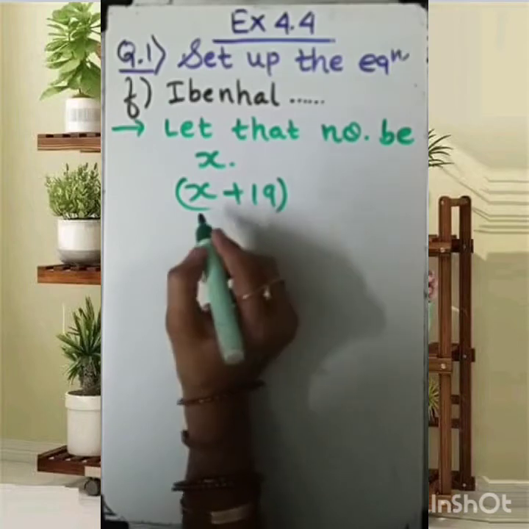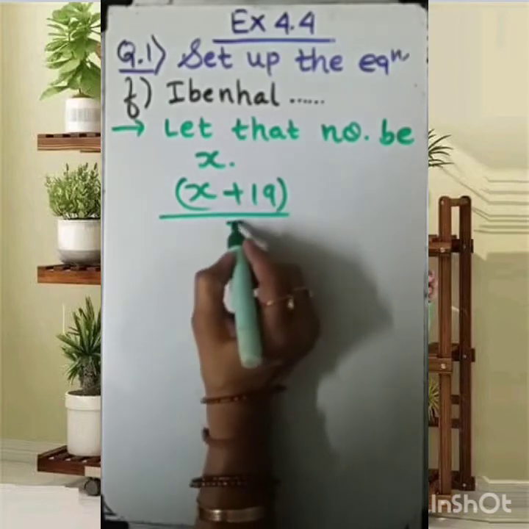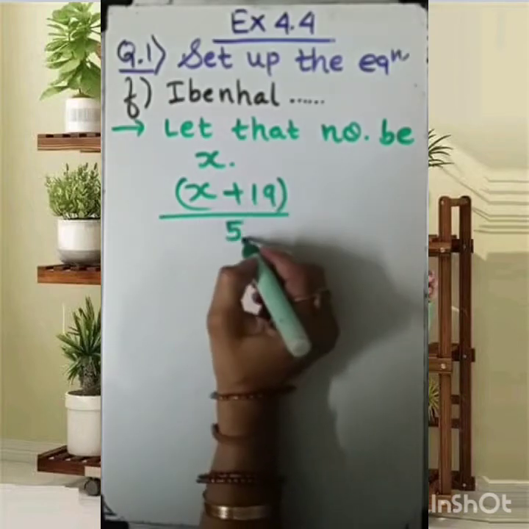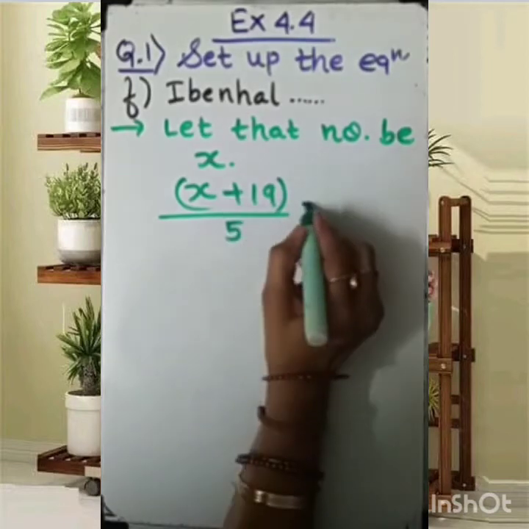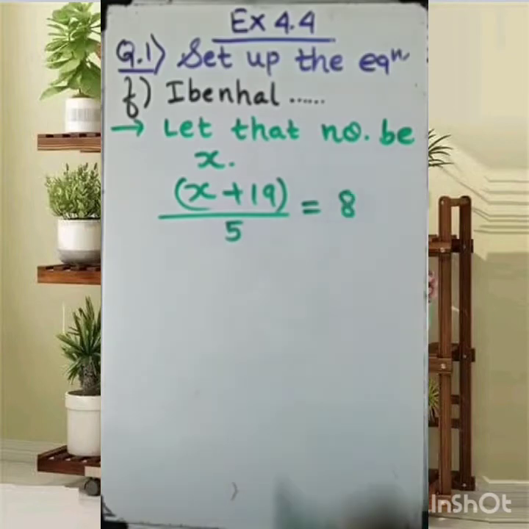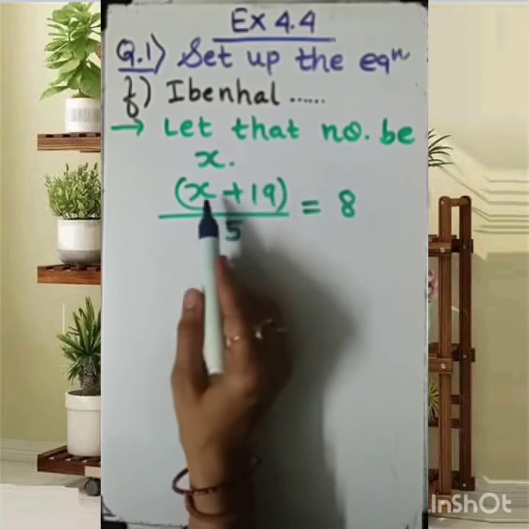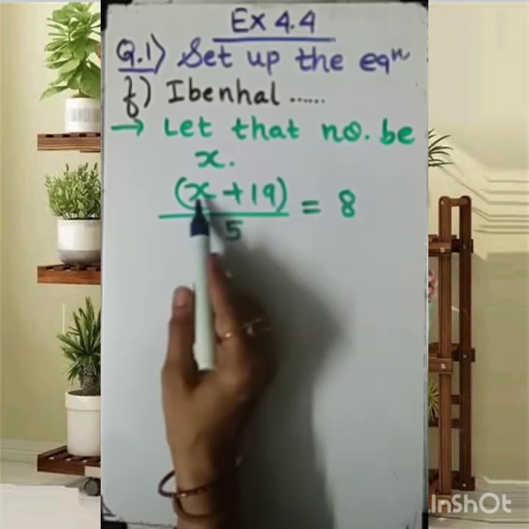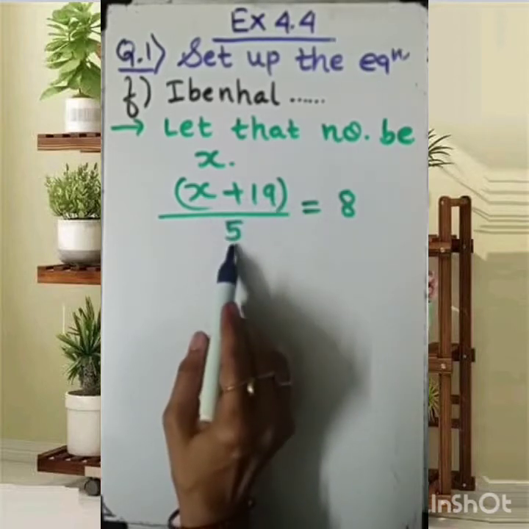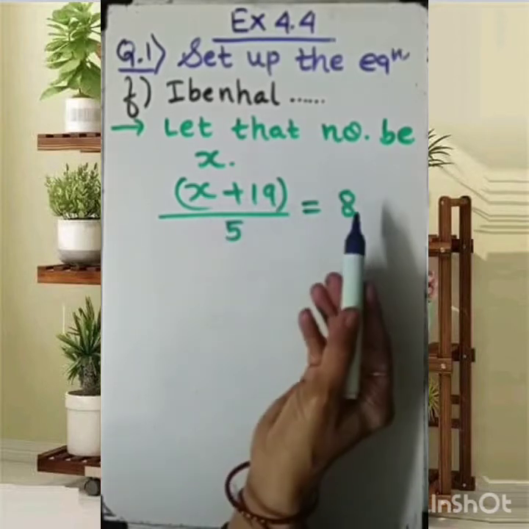And divides the sum by 5. This number, it's a sum, has been divided by 5. She will get result 8. Okay. Once again, I am explaining. Look at your screen, dear student. Let that number be x. As we know, when we add 19 to that number, that gives the sum. When the sum is divided by 5, that gives the result 8.